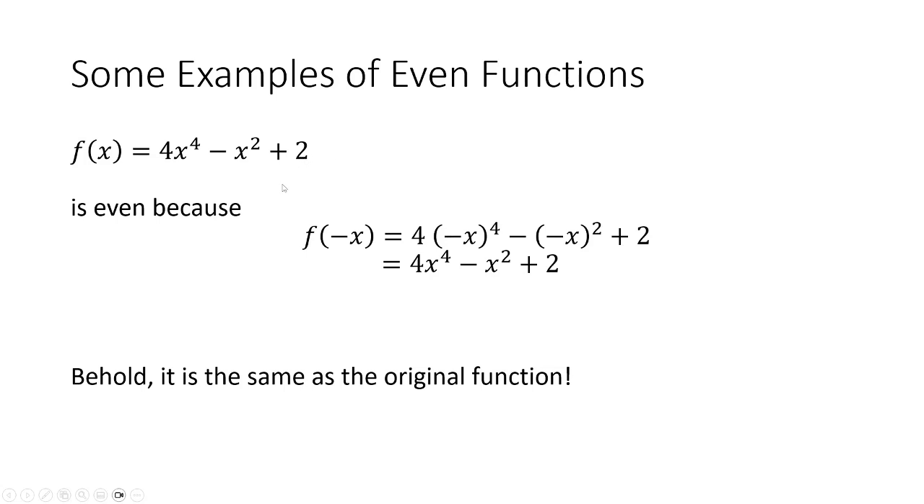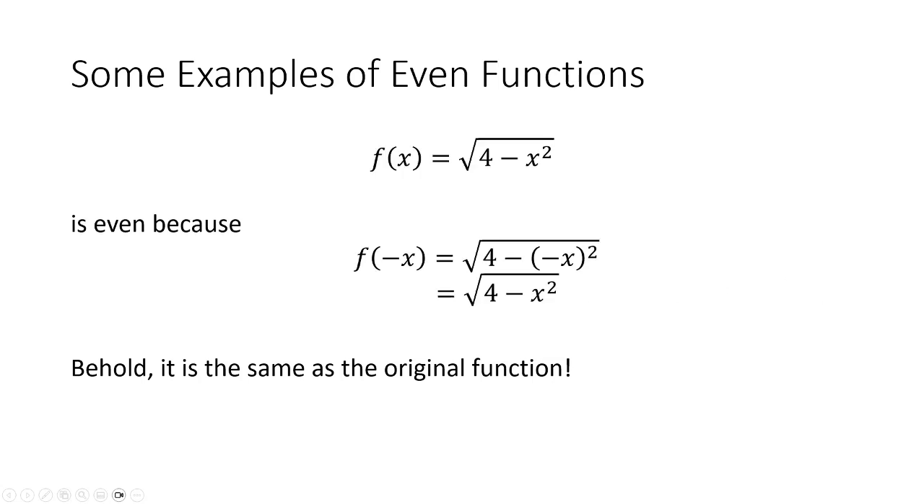Notice that we have this polynomial and all the exponents on all the x's are even numbers. Very interesting. I claim that this is an even function, and if I wanted to confirm that, I would go into the function and replace each of the x's with the quantity negative x. If I did that, I have 4 times negative x to the power 4 minus negative x squared plus 2, and simplifying that using the exponent properties gives me back 4x to the fourth power minus x squared plus 2. That's exactly the same thing as the original function f of x that I started with. As a result, this function would be considered even.